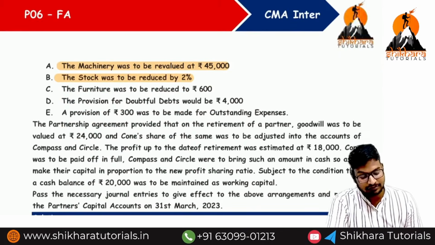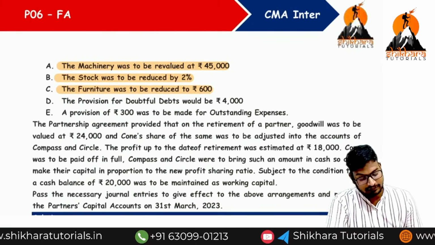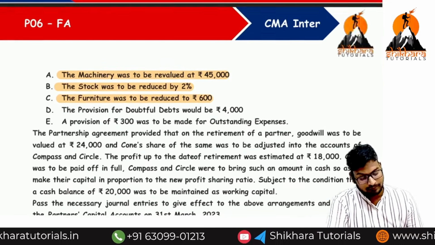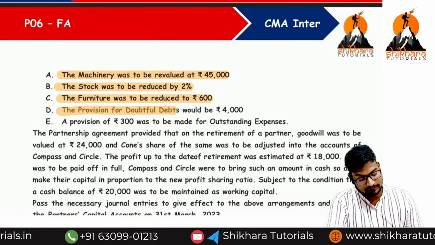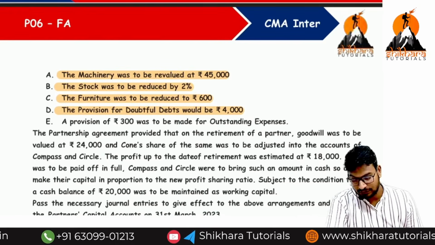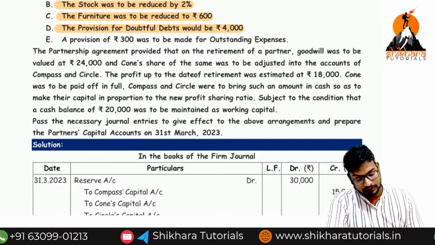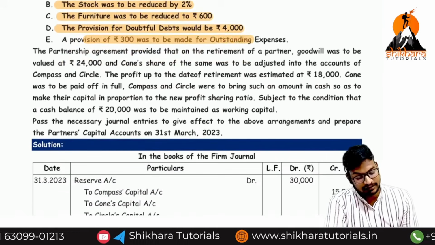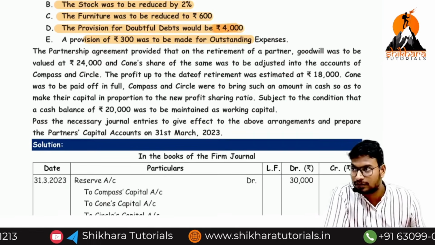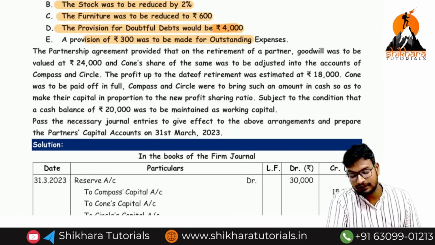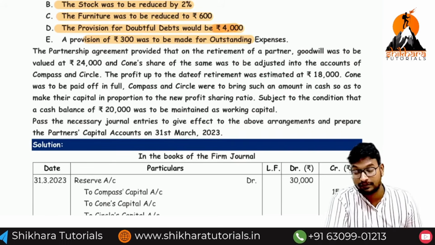The stock was to be reduced by 2%. Furniture was to be reduced to 600. So next one, the provision for doubtful debts would be how much, Amma? 4,000. Okay, na? So next one, the provision of rupees 300 was to be made for outstanding expenses. So provision for doubtful debts they have given how much, Amma? 4,000. So easily we can prepare the revaluation account.